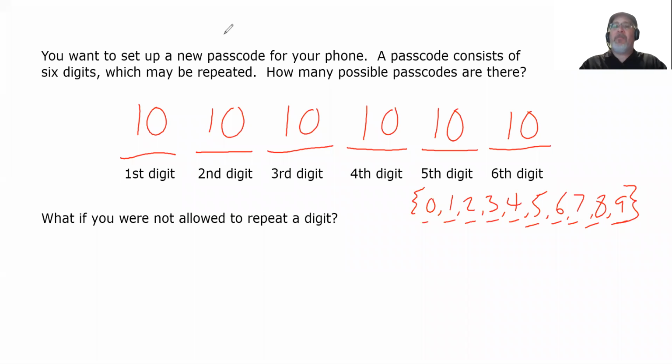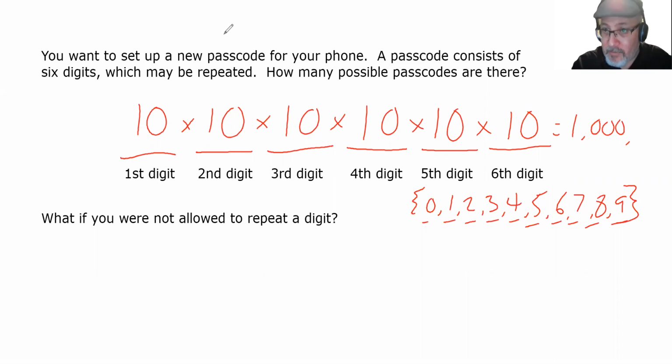The fundamental counting principle says to count the total number of ways to make all of my decisions, I multiply the number of choices for each decision that I have to make. So in other words, I multiply all these 10s. Well, 10 times 10 times 10 times 10 times 10 times 10 is 1 million passcodes.